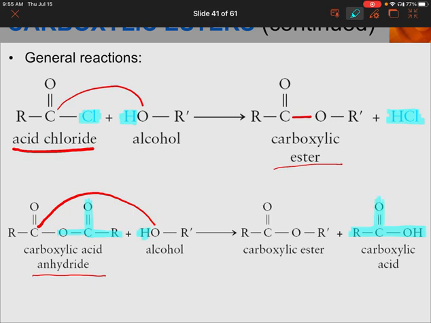Now, this can become problematic because in this second reaction, we have two very distinct products, and we're going to end up with a mixture of an ester and a carboxylic acid. Whereas in the first reaction, we have an ester and hydrochloric acid, which we could potentially remove. So it just depends on what you have available and how easy it is to separate your products from each other.